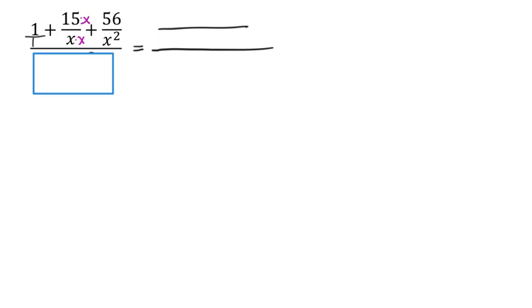Same with 1 over 1. It's missing both x's, so I will show that one as x squared. But if I do it to the denominator, I've got to do it to the numerator. So my common denominator is just x squared, but that allows me to combine all of the numerators, which I'm just going to show as x squared plus 15x plus 56.